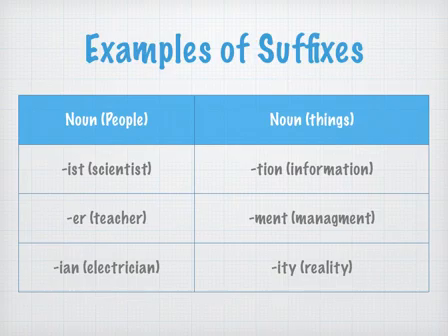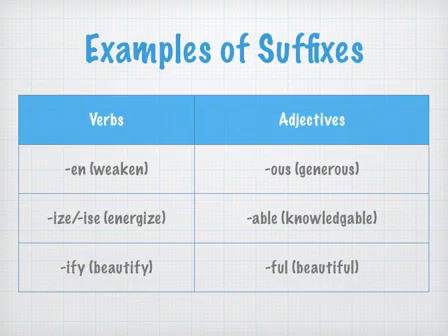These are used for describing things. Ment, management, another French suffix that has come into English, and ity, an example here, reality. So these are suffixes that we add on to common words to create nouns for people and things. Verbs, you'll often find en, for example, weaken. Ize in American English, ise in British English will transform the word energy to energize, and ify, beautify, to make something more beautiful.